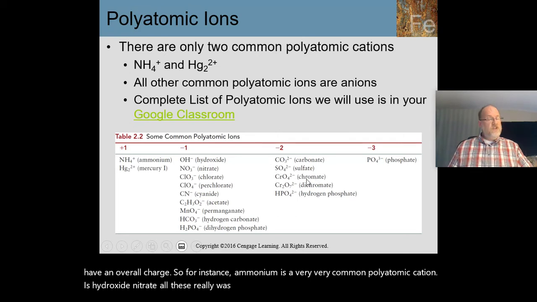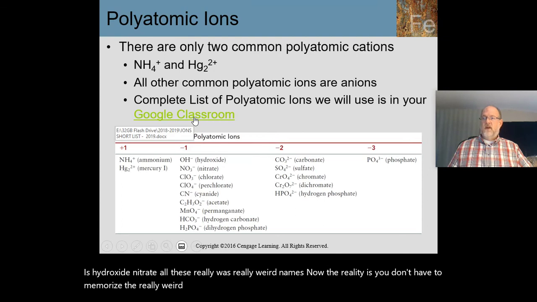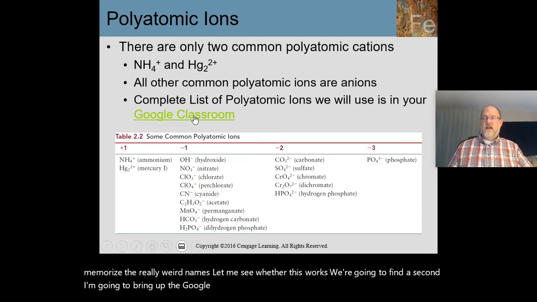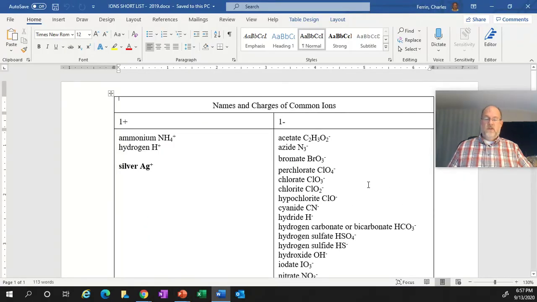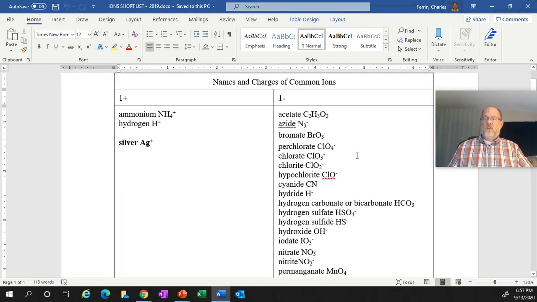Now the reality is you don't have to memorize the really weird names. I'm going to bring up the Google Classroom list of polyatomic ions. The list is actually on your Google Classroom, listed under ion short list. This is a list of all the polyatomic ions that you'll need to know how to use. Now, will you have to memorize them? No, that would be wasteful. But you do need to be able to find them on this table and find what their names are.